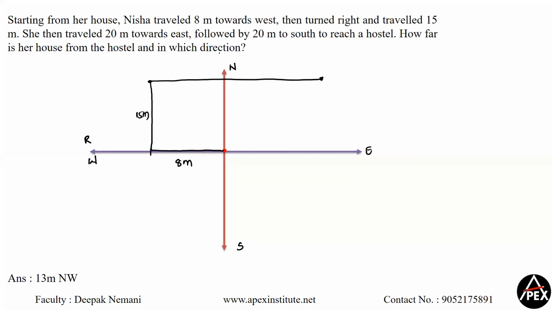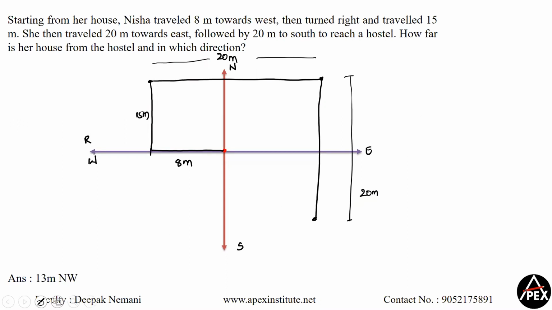Okay. So let this total distance be 20 meters. And she traveled 20 meters towards south to reach her hostel. Now, how far is her house from her hostel? So this is her house and this is her hostel. We need to find this distance.